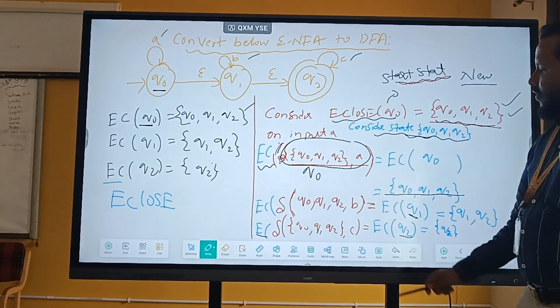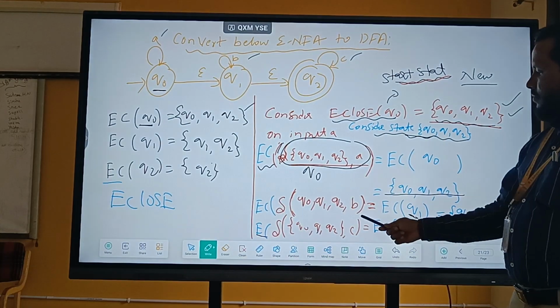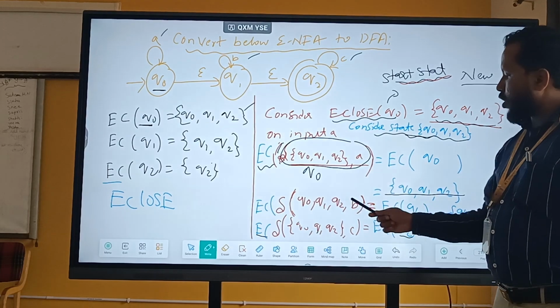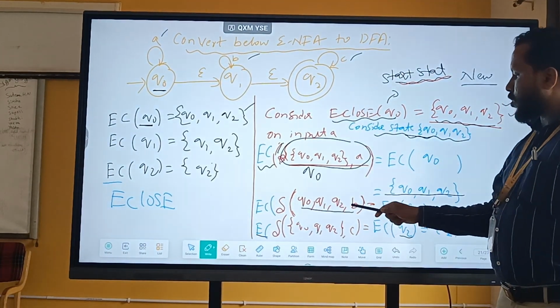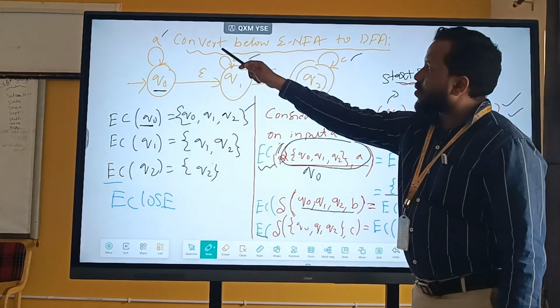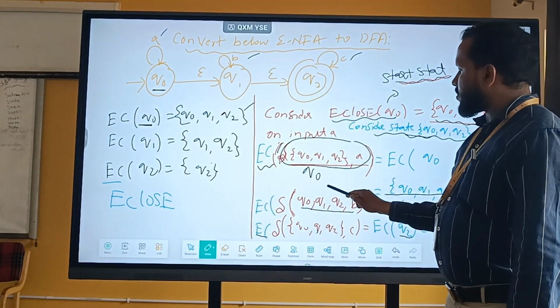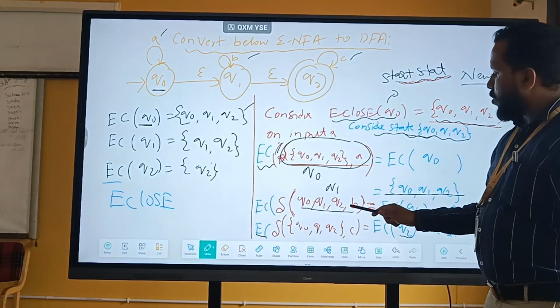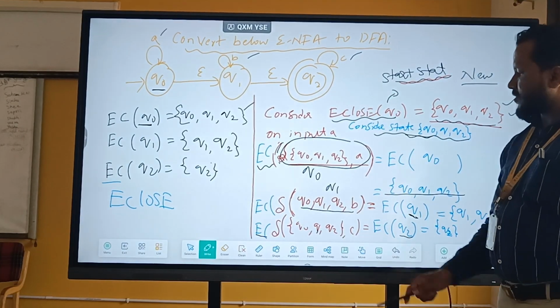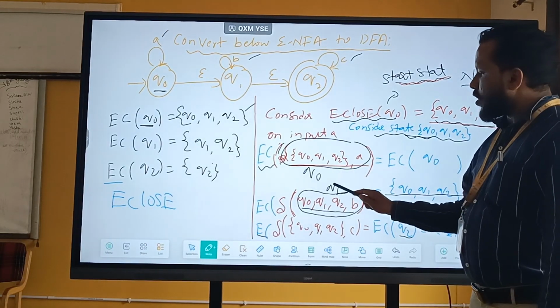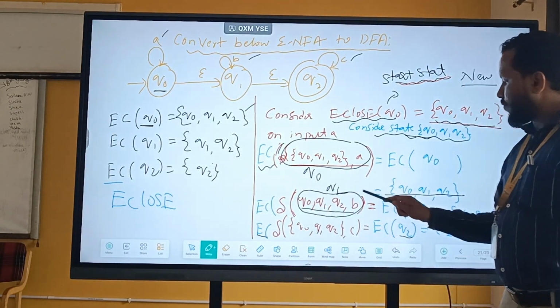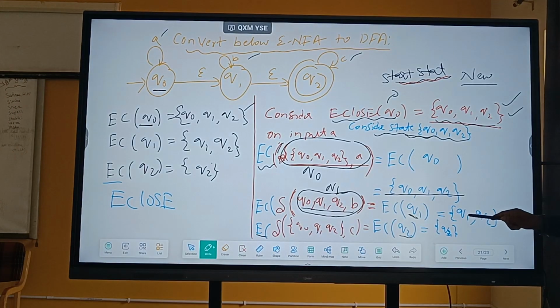In the same way, we will apply this new state on B. Q naught on B, do you have any transition? No, leave it. What is Q1 on B? Yes, Q1 on B, we go to Q1 only, so the output is Q1. Q2 on B, do you have any transition? No, leave it. The output is Q1, right? So we apply the epsilon closure of Q1. What state do we get? Q1 and Q2. This is one new state.